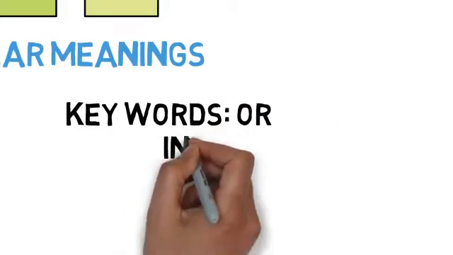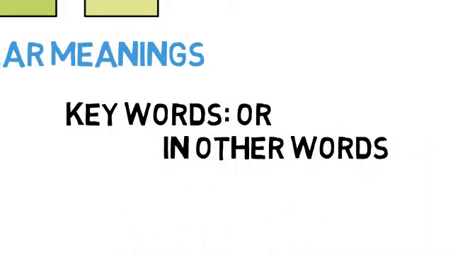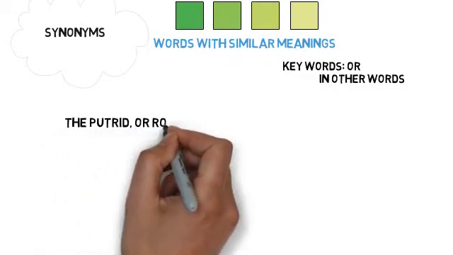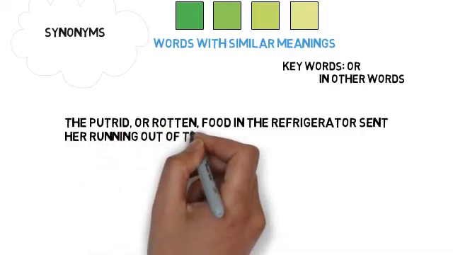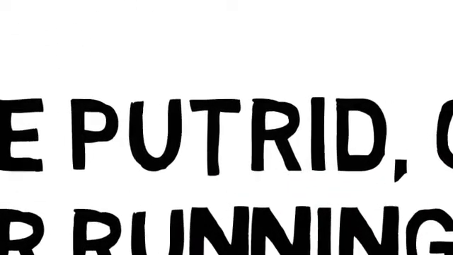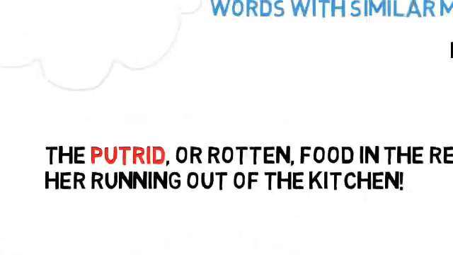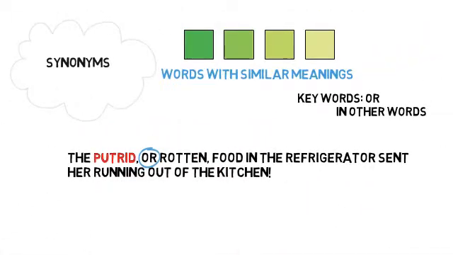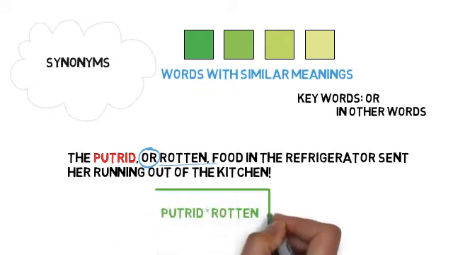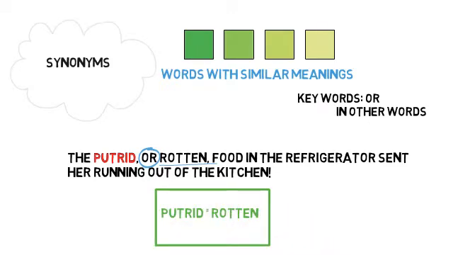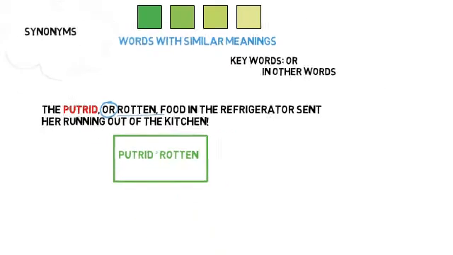Some key words that can help us find synonyms are or and other words. Let's look at the sentence. The putrid or rotten food in the refrigerator sent her running out of the kitchen. The unfamiliar word is putrid. Notice the keyword or that gives us the synonym rotten. This means that another word for putrid is rotten. Let's look at it overall.